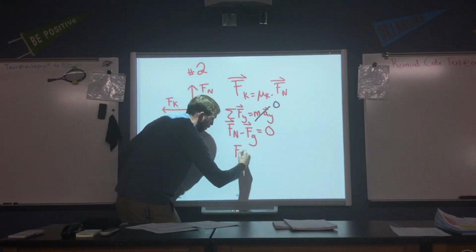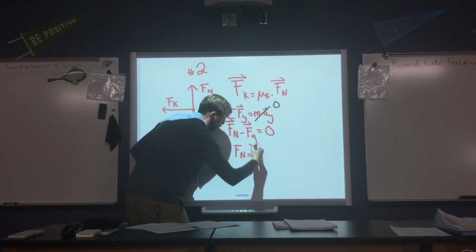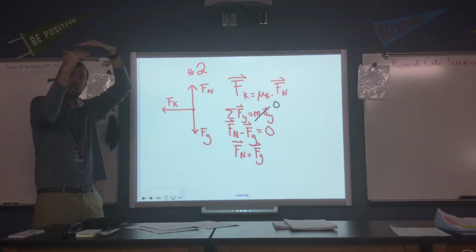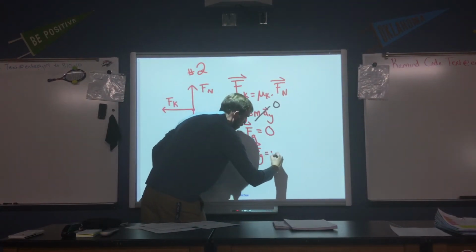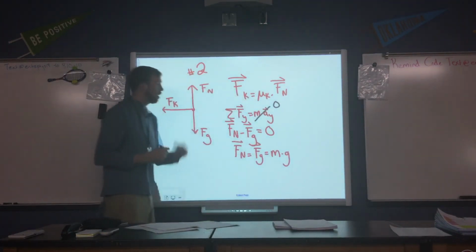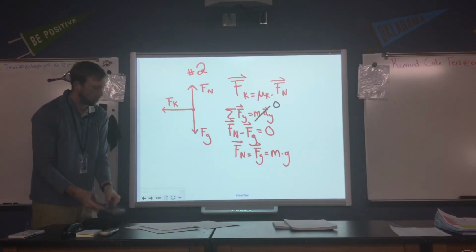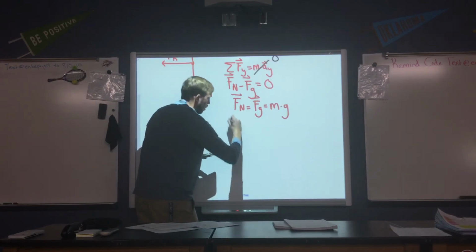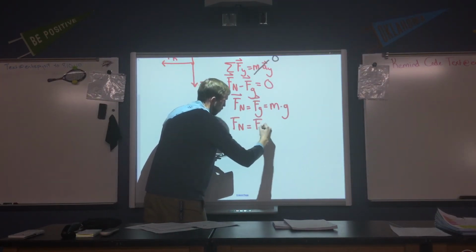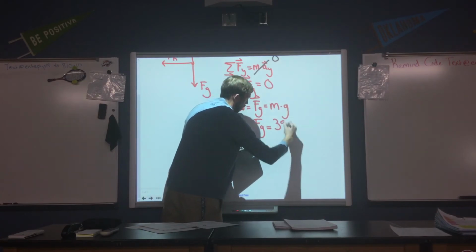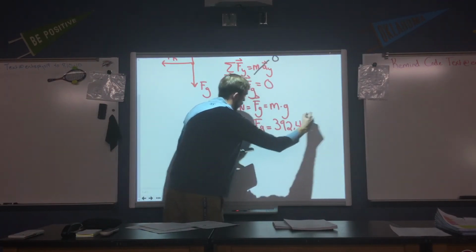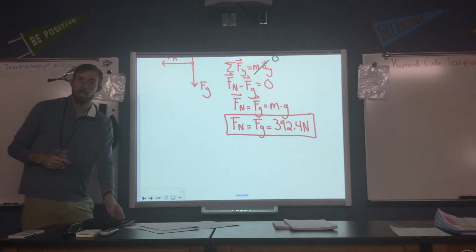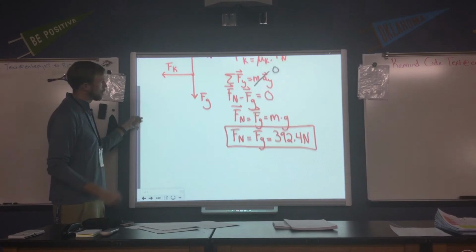I can add Fg over to show that my normal force is equal to my force of gravity, which would make sense here. Otherwise, our lawnmower would be accelerating up off the ground or accelerating down into the ground. And this is equal to the mass of our lawnmower, m, multiplied by gravitational acceleration, 9.81. So 40 multiplied by 9.81 gives me a value for my force of gravity, which is equal to my normal force, of 392.4 newtons. Mass of 40 kilograms, gravitational acceleration for the Earth, 9.81 meters per second squared.